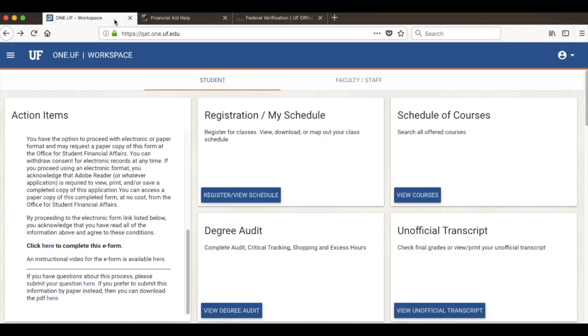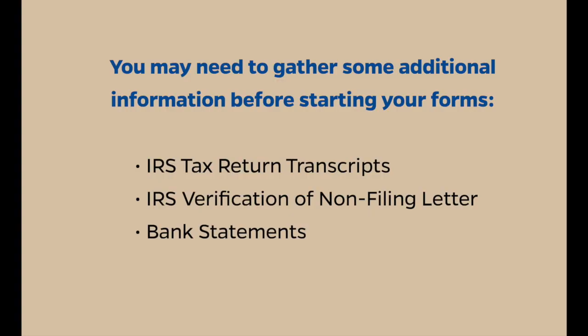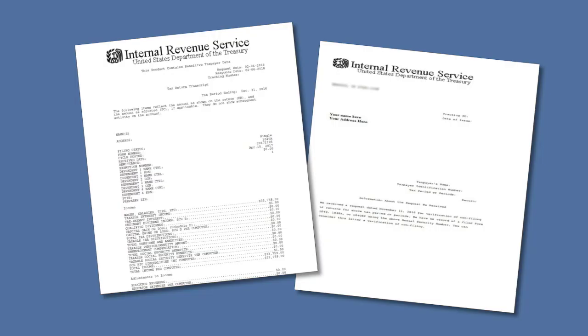For some action items, you may need to obtain some information before starting your form, so you are prepared to answer all of the questions you will be asked. If you need to complete the student income verification, you may need to obtain your IRS tax return transcript if you are a filer, or the IRS verification of non-filing letter if you are a non-filer. In most cases, it is possible to obtain the necessary documentation online.